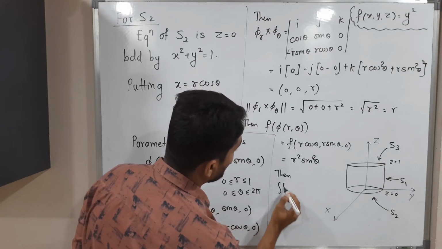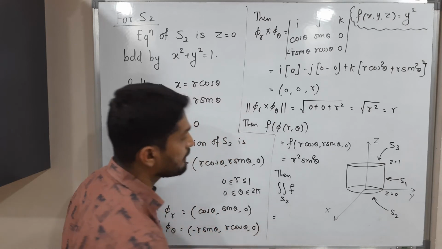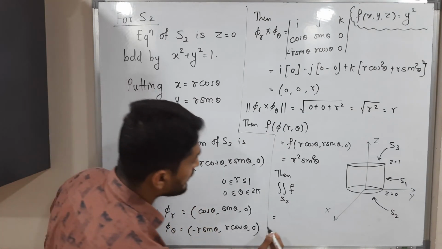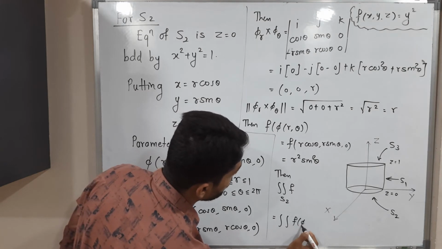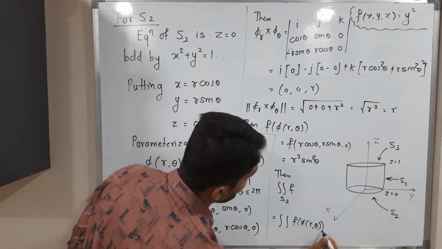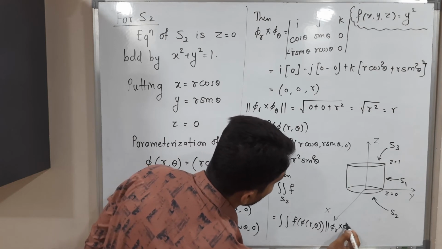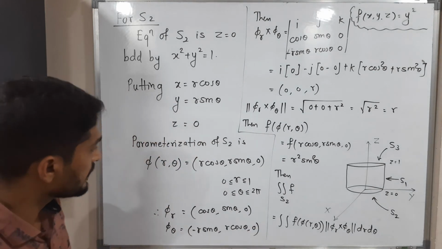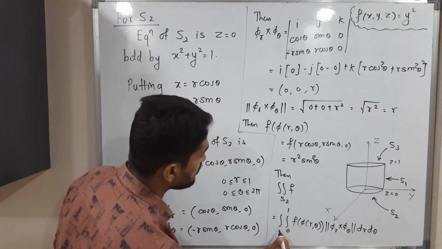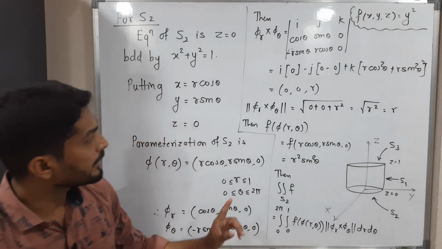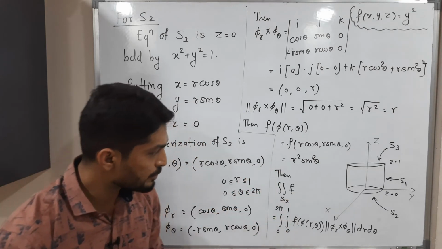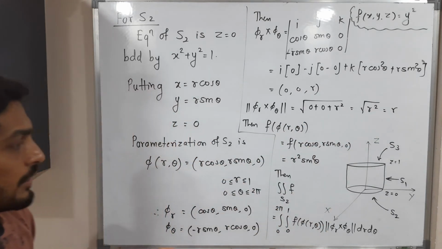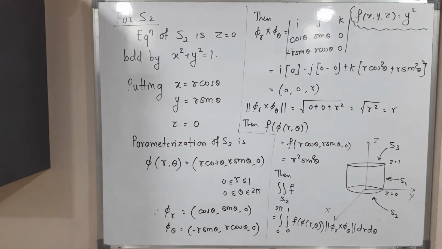Then the double integration of f over S2. Now we are finding the value of the surface integral of the scalar field f over surface S2. So let me write the definition: double integration of f of phi of r theta, times the norm of phi r cross phi theta, dr d theta. What will be the limits here? The limits of r are 0 to 1 and the limits of theta are 0 to 2 pi. We have already calculated f of phi of r theta, its value is r square sin square theta, and the value of the norm is r. So all these values I am going to put here.